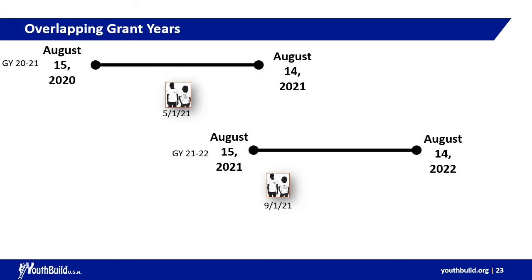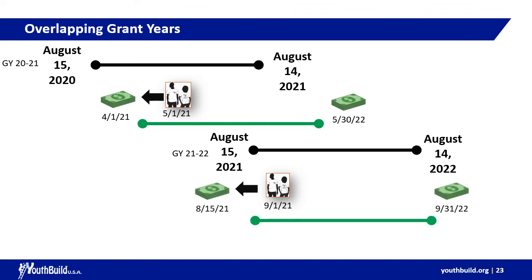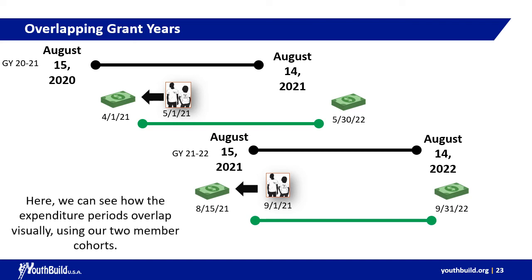Here, we can see that overlap visually, the black lines being the enrollment period for each grant year and the green lines being the expenditure periods tied to the members of each grant year. We can see that the lines overlap and that all months contained within this overlap would be shared between both grant years.